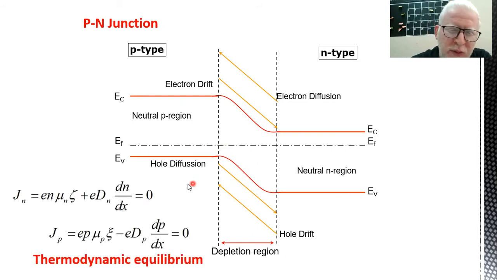And we also proved that the overall current flowing inside the device at this stage is equal to 0, because the drift current is cancelled by the diffusion current, equal in magnitude but opposite in direction. So the overall current flowing in the device is equal to 0, and this makes sense because you don't have any applied electrical field or applied potential.